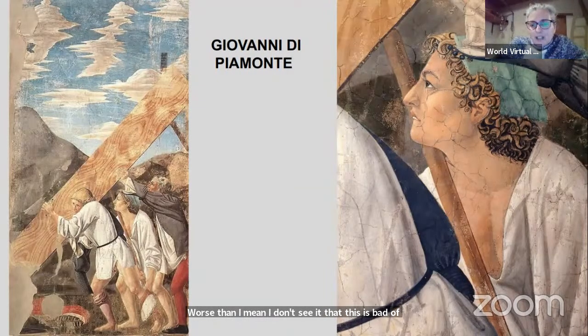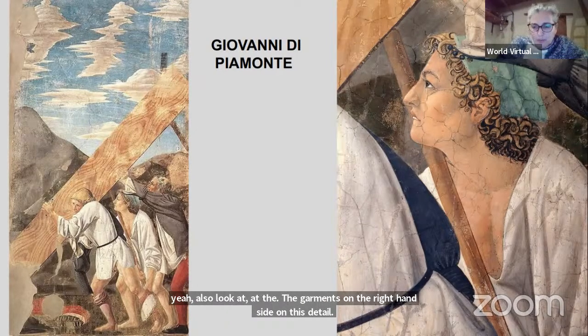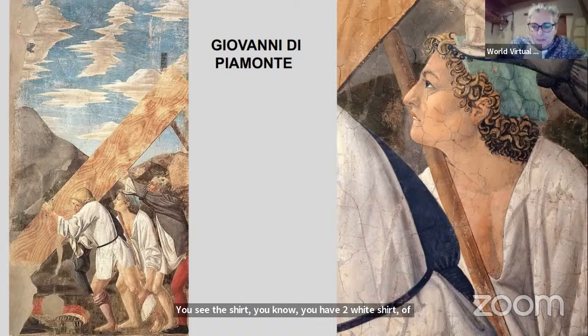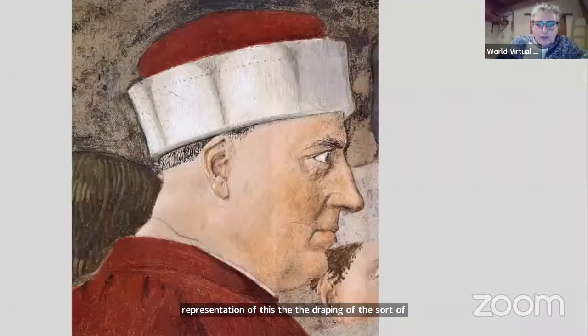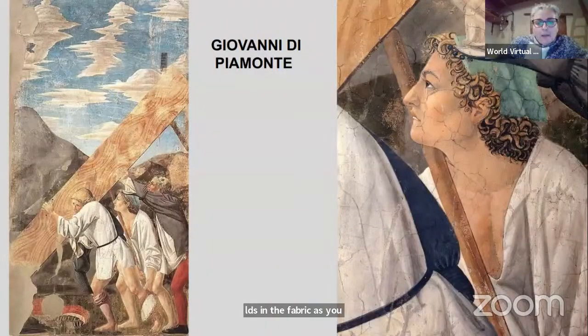And also look at the garments. So on the right hand side, on this detail, you see the shirt. You have two white shirts of two people, and so this is not the same kind of representation of the draping of the folds in the fabric as you have, for example, here. You see, this is a completely different kind of delicacy.